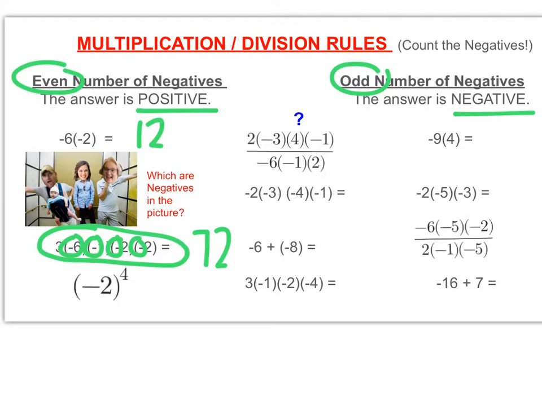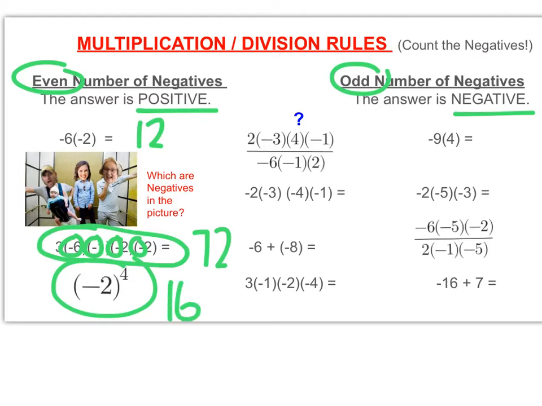This is the tricky one for me. A lot of kids miss this because you can only see one negative, but this really stands for negative 2 times negative 2 times negative 2 times negative 2. And if you count those negatives, that's 4 negatives, which makes your answer positive. And you're just doing 2 times 2 times 2 times 2, which is 16.